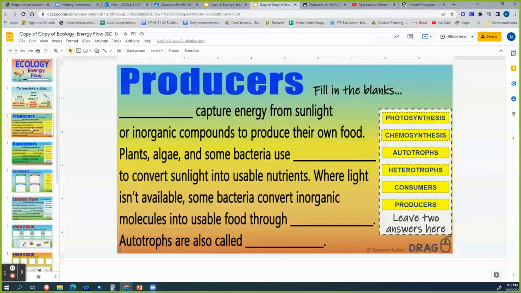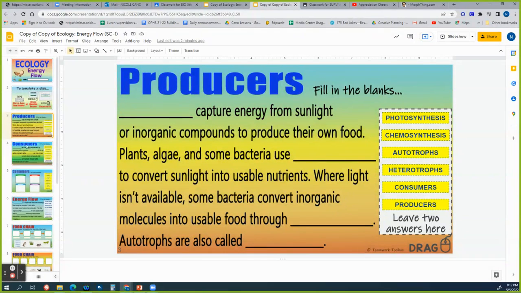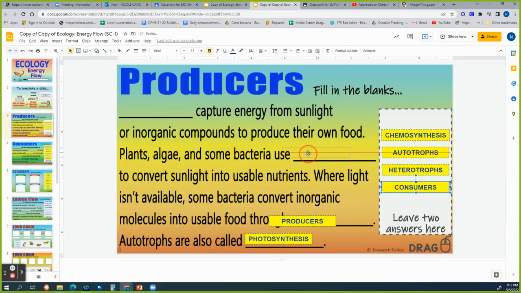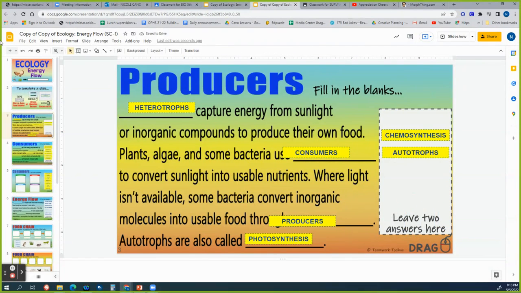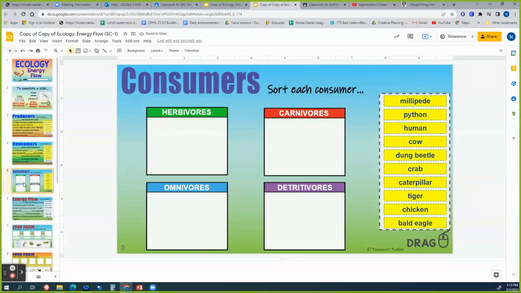All right, slides number 3 and 4 are all about producers and consumers. This is basically a fill in the blank. You are going to drag and drop answers to wherever they need to be. Now, these are not the correct answers. I'm literally just dragging whatever into any position. Notice you will have two answers left over. Again, these are not the correct answers. Please do not use them, but that gives you an idea of how to answer these questions on slides 3 and slide 4. Slide 5 is similar.